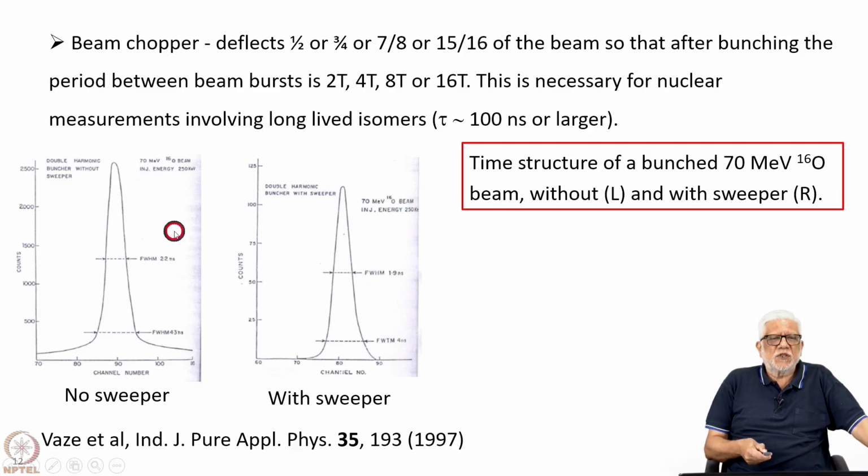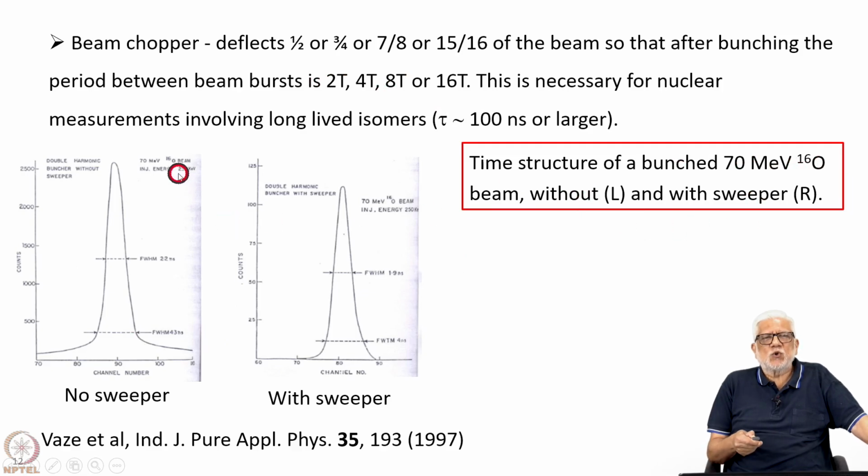Namely, you have a beam here which is bunched, but then you also have tails of this. I should probably have had a better figure. We have two bunches, and then you throw out the beam in between. In any case, you can see that there is this beam here which can be cleaned up by the so-called sweeper that I mentioned, so that only the central part sees no voltage and the rest of it sees either a positive or a negative RF voltage and gets swept out. So this is a 70 MeV oxygen-16 beam without and with the sweeper.